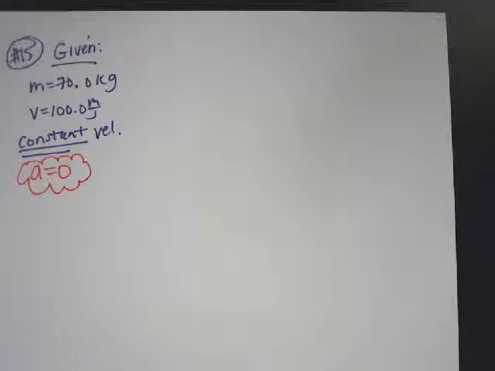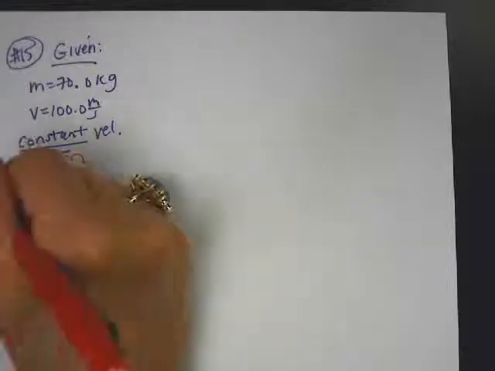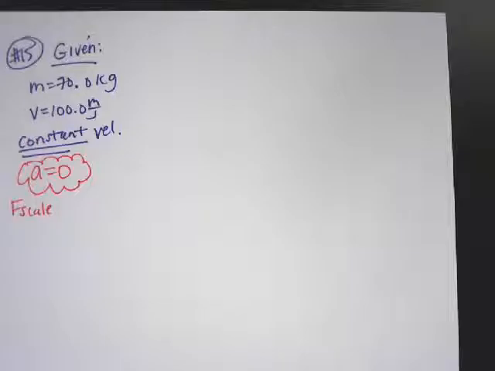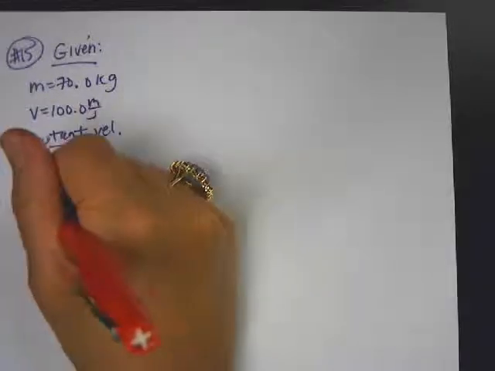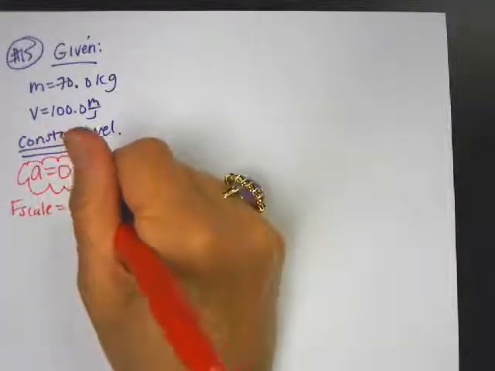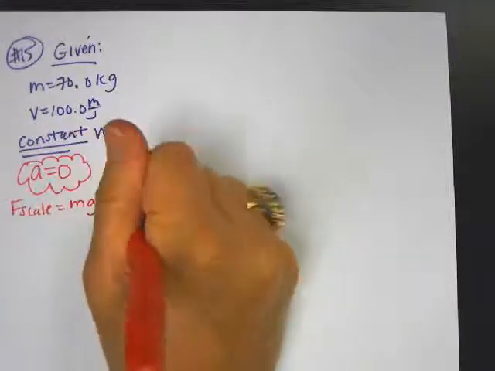So now it says the scale reads 300 newtons. Well, the reading on a scale, let's think about that. The reading on a scale is what? The weight, right? Like when you stand on a scale, that tells you how much you weigh. So the reading on the scale is actually equal to mg. So that's equal to 300 newtons.